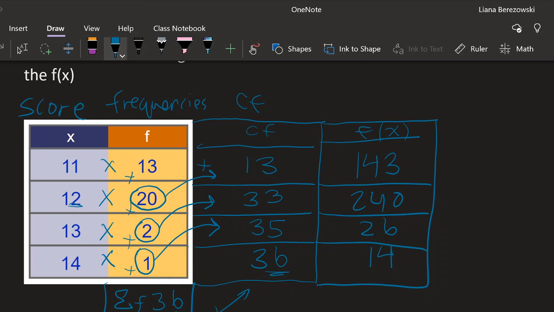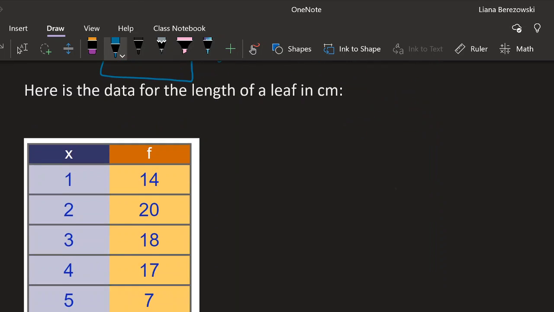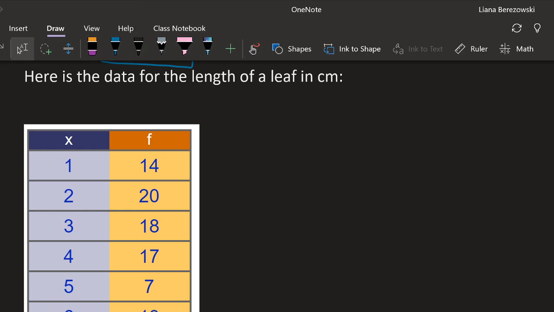So it's really as simple as that. Let's look at another data set here. This one is the data for the length of a leaf in centimeters. Remember what x is. X is our score, and I don't like this blue, so let's switch to this pink. X is going to be your scores, f is going to be your frequencies.